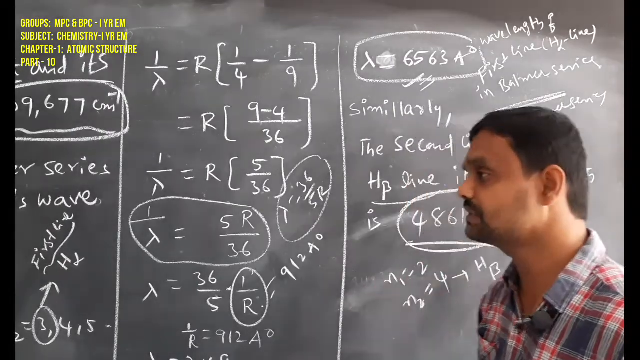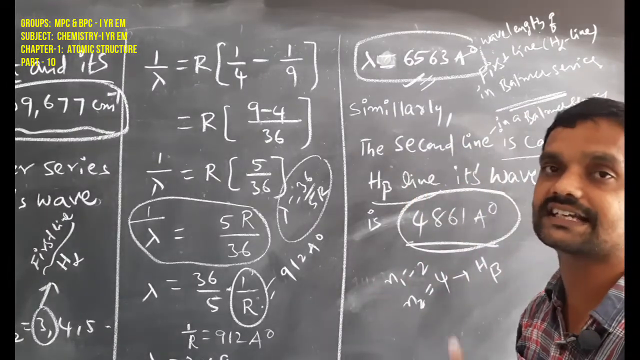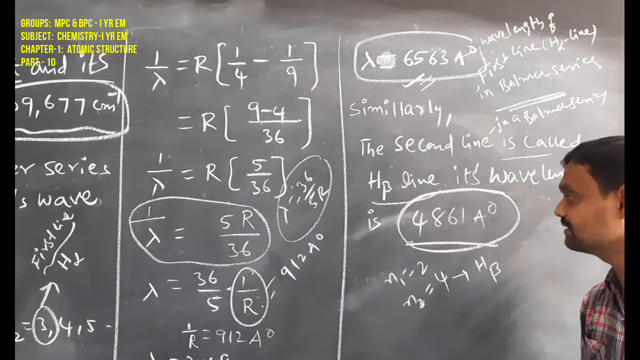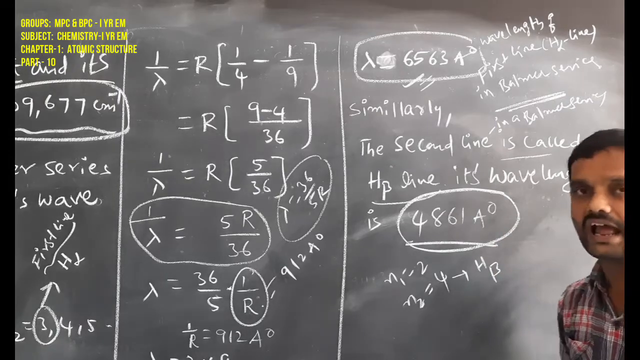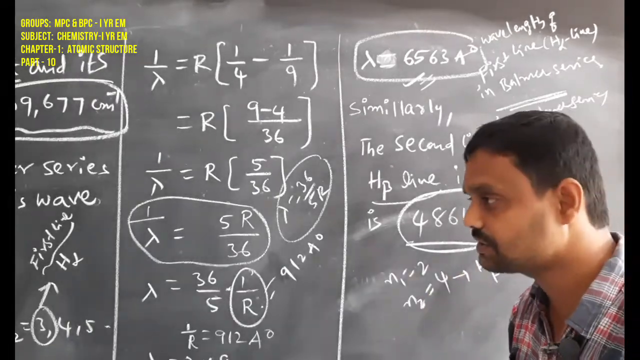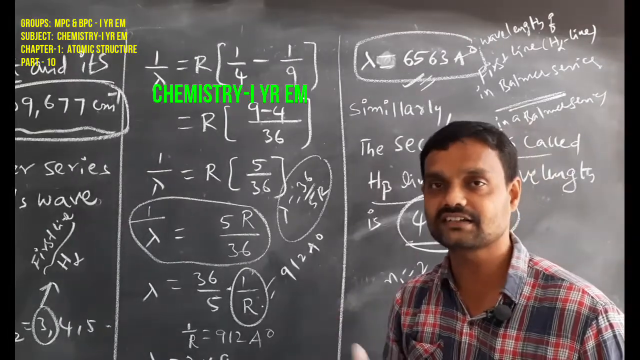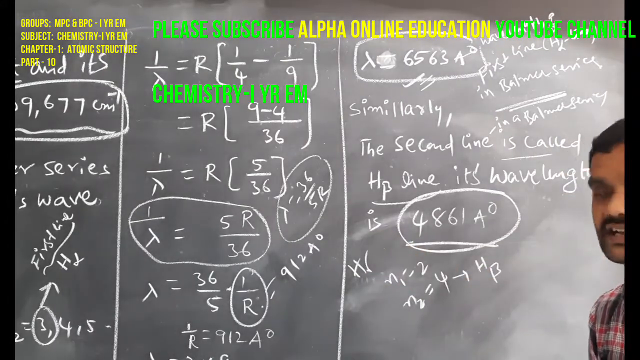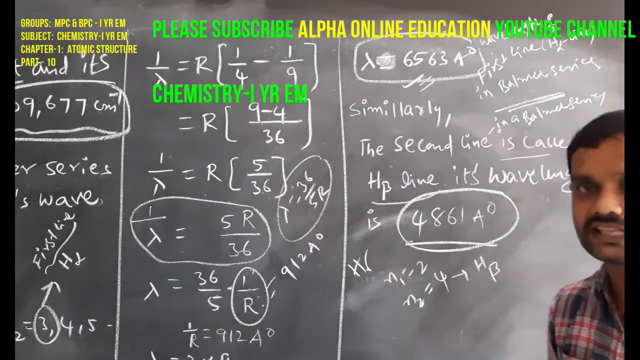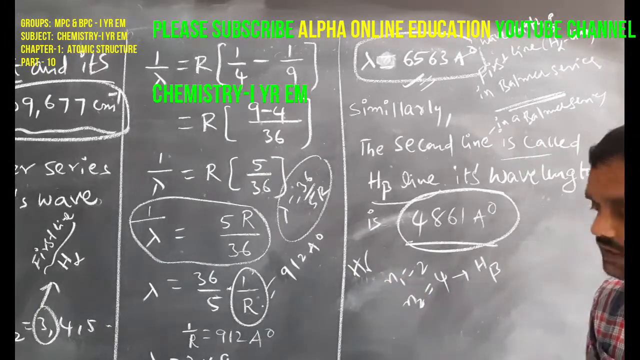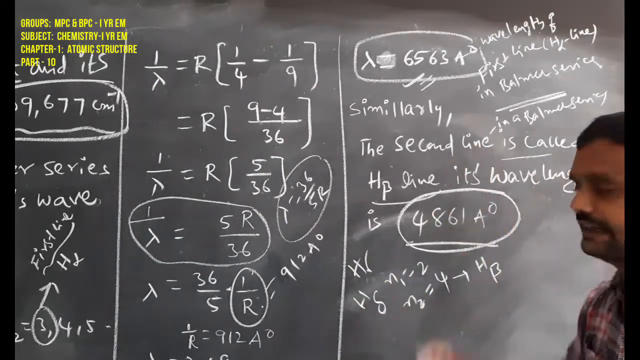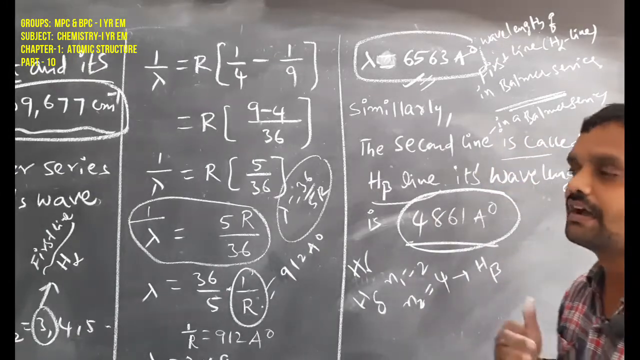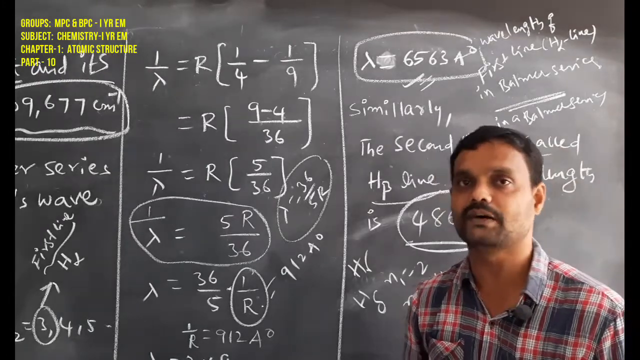If N2 is equal to 4, that is called the second line. The name of that line is the H beta line, and its wavelength value is 4861 angstroms. Similarly, if we take N2 equal to 5, that is called the third line, the H gamma line. If we take N2 equal to 6, that is called the fourth line, the H delta line. This is the process used to determine the wave number or wavelength of various lines in the Balmer series.